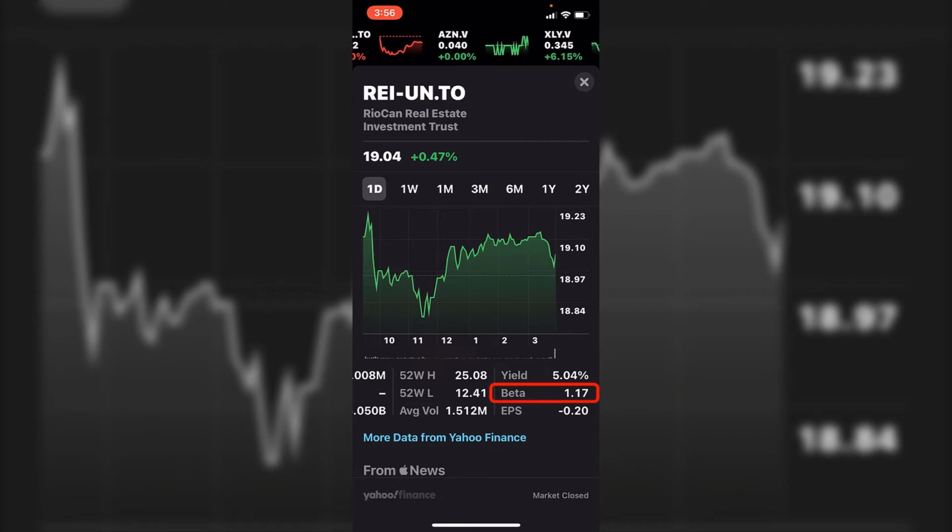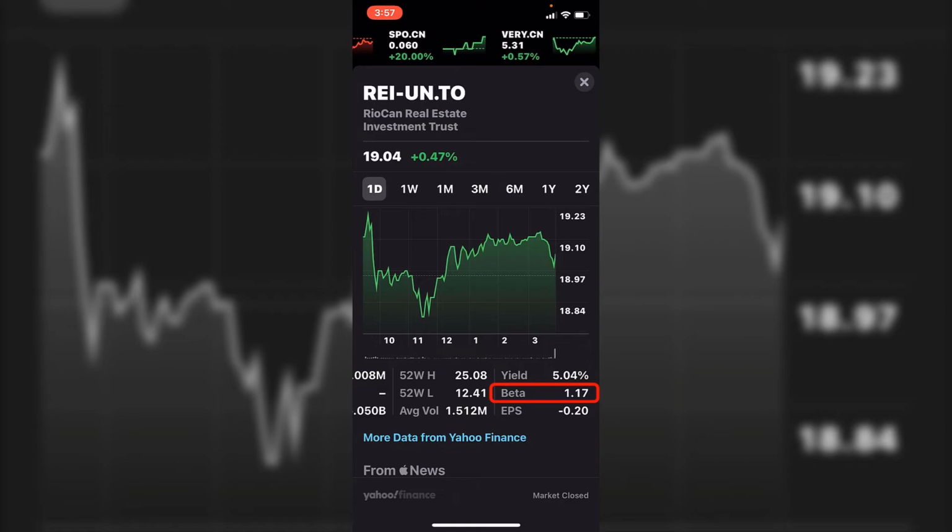If it is equal to 1, it means that the movement is exactly the same as the market. So if the market goes up 2%, this stock also goes up 2%. If it is from 0 to 1, then the stock is called defensive, which means that the movement of the price of this stock is less than the market. If the market increases by 1%, this might increase 0.47, for example, or 0.50, whatever, okay?